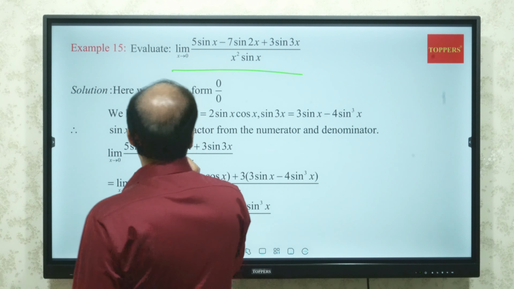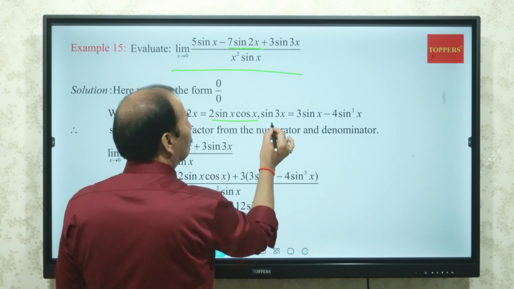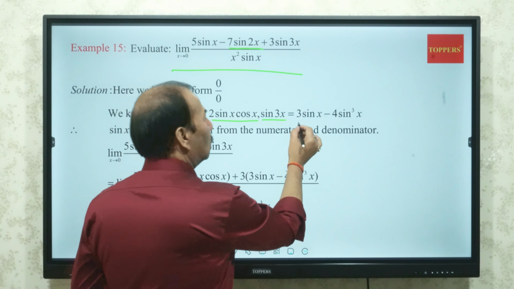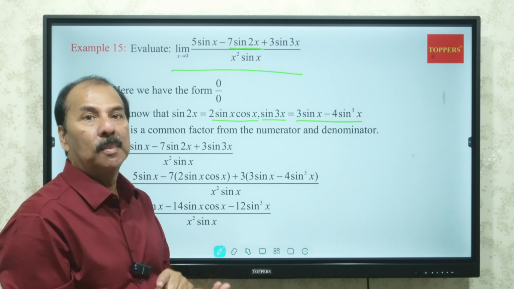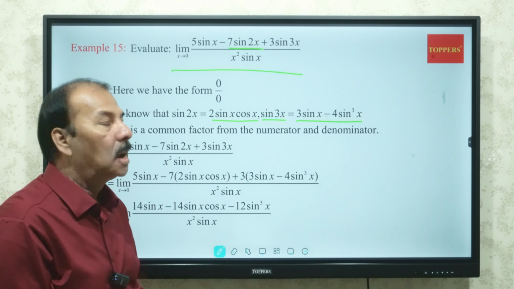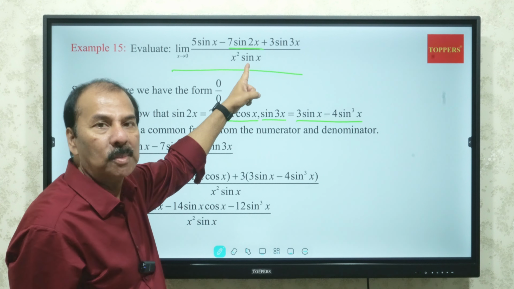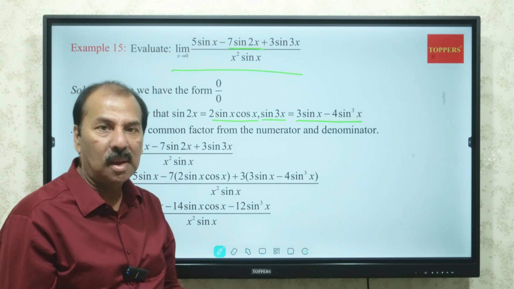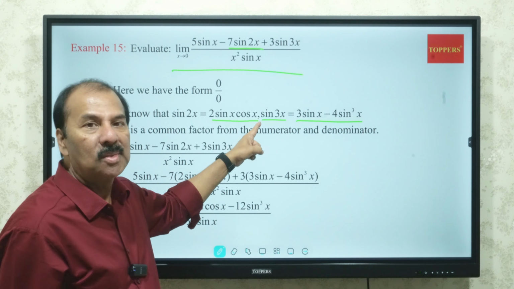So sin 2x here can be rearranged as 2 sin x into cos x. Sin 3x is 3 sin x minus 4 sin cube x. Now these things are done so that if there is a possibility, right at this stage we don't know, but if there is a possibility that we can take sin x common from the numerator, then there is a sin x in the denominator. So that sin x in the numerator and this sin x in the denominator will get cancelled out, so that it will simplify our problem. So that is the intention behind this transformation.